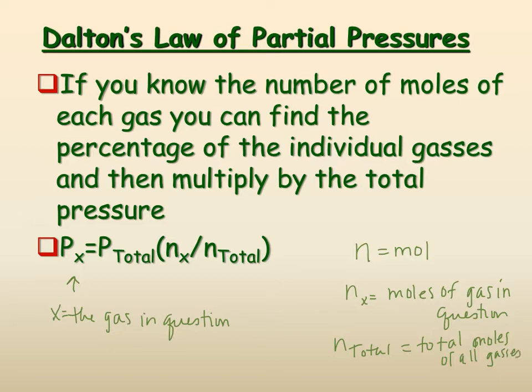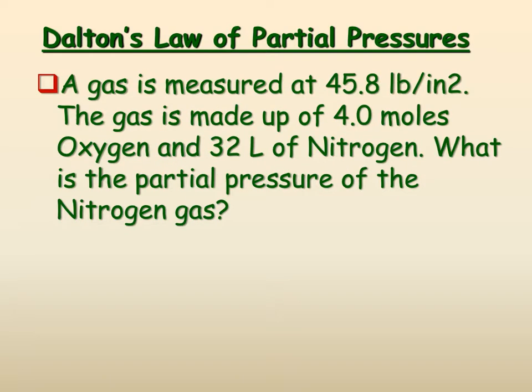Okay, so let's see a problem like this. The pressure of the gas is measured at 45.8 pounds per inch squared. The gas is made up of 4.0 moles of oxygen and 32 liters of nitrogen. What is the partial pressure of the nitrogen gas? I don't have any information about the pressures of my two gases, but I do have enough information to know the moles of both.